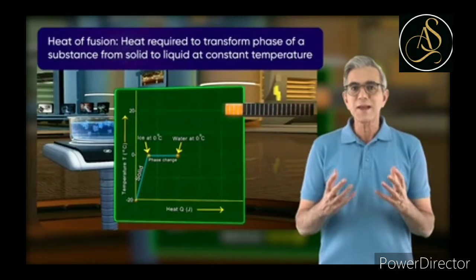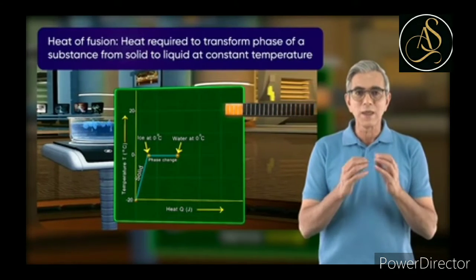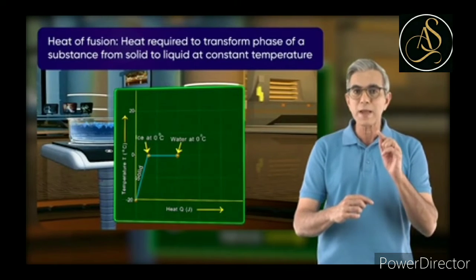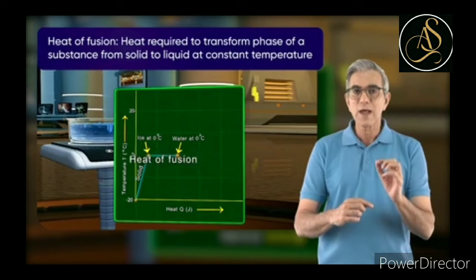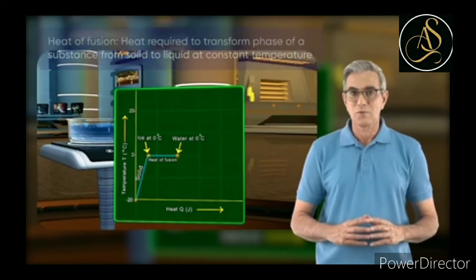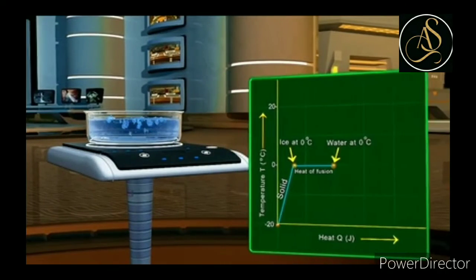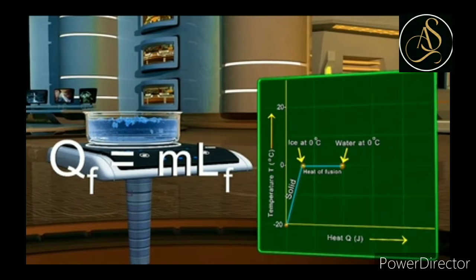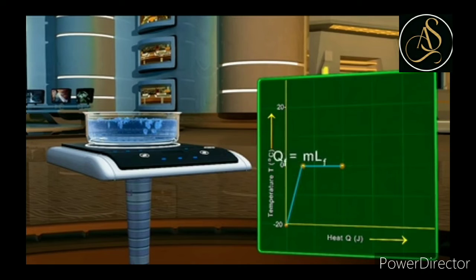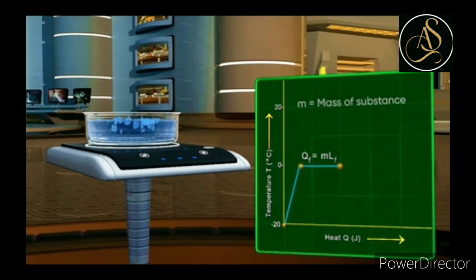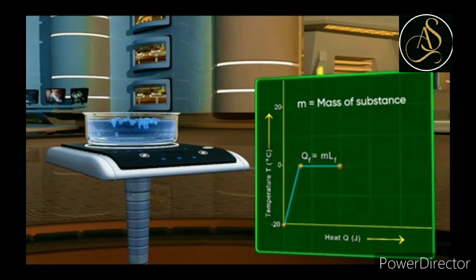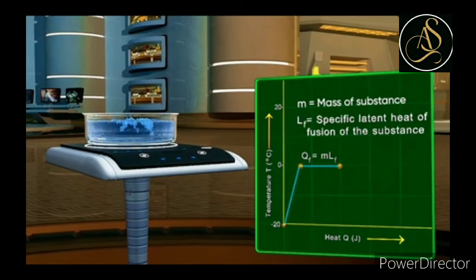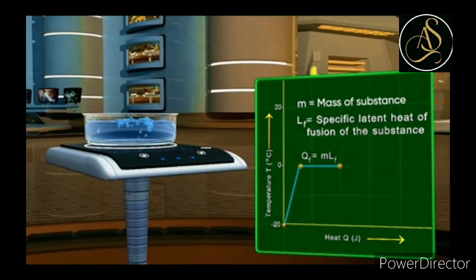The amount of heat energy required to transform a given quantity of ice into water with its temperature remaining constant is known as heat of fusion. For any given substance, it is represented by QF and is given by QF is equal to m times LF, where m is the mass of the solid substance and LF is the specific latent heat of fusion of the substance.